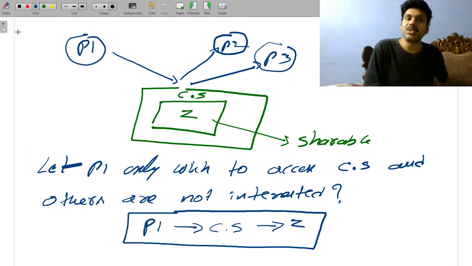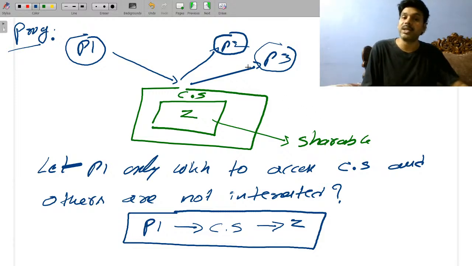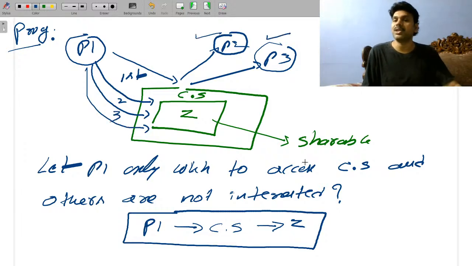So that concept is called what? Progress. Progress is nothing but a process can access your shared resource any number of times when others do not require or are not interested to access your shared resource. In that case, P1 can enter any number of times. This is the first attempt, this is the second attempt, this is the third attempt. He can access the critical section any number of times because others are silent. This is the concept of progress.